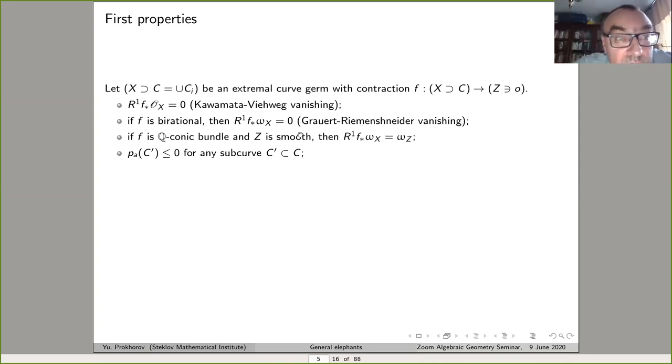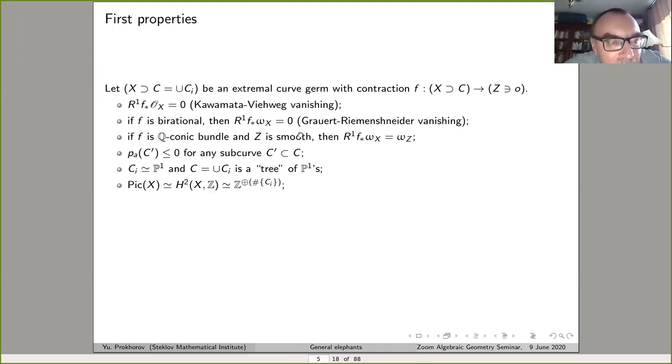Okay, from the first property, we immediately say that for any subcurve in C, the arithmetic genus is at most zero. So any component is P1, it looks like three P1s. But of course, this is not a plane curve, so basically we cannot say this is three in its usual sense. It can look like a bouquet of P1s.